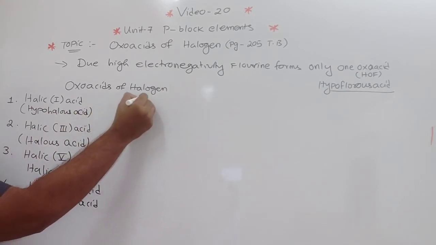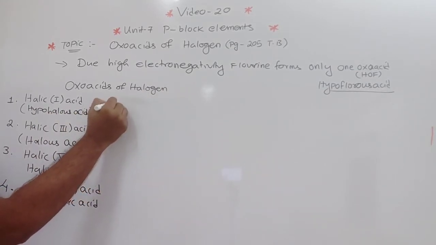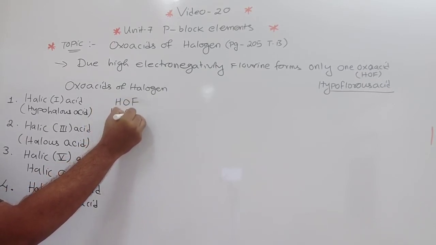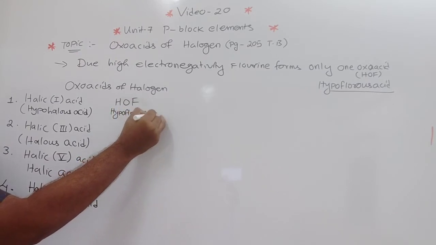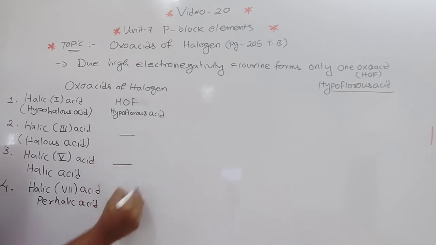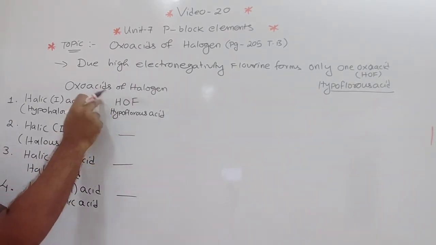Now, when we talk about fluorine, fluorine forms only one acid, that is hypohalous, HOF. This is hypofluorous acid. Clear? This is the only acid formed. There are no other acids of fluorine. Understood? Now, this is about fluorine.